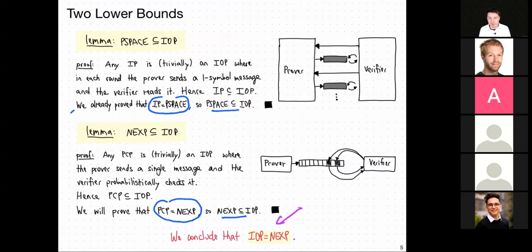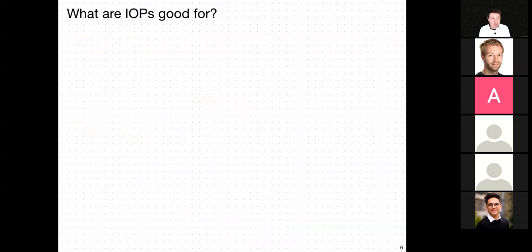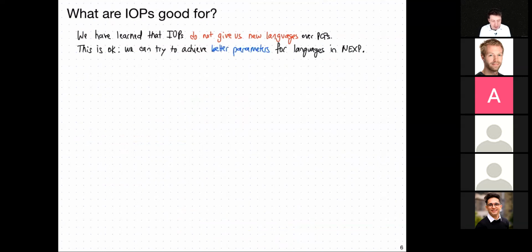There's a question by Philip: what is the advantage of IP over PCP? I guess that's really a question about IOP over PCP. Well, we're getting to that now. So what are IOPs good for if they don't give us any new languages? If our goal was to get new languages, they don't help us with that. But that's fine.